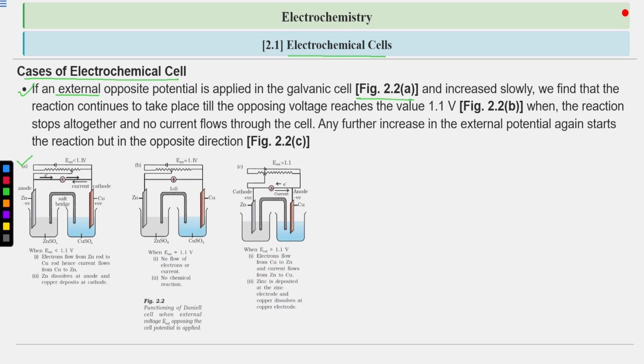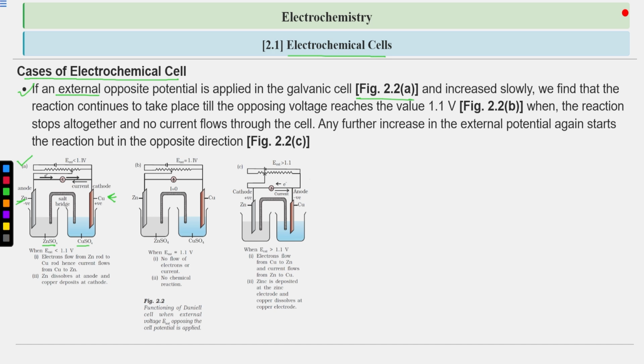Here you can see that we have two beakers. One beaker contains zinc sulfate, another beaker contains copper sulfate. The zinc sulfate solution has the zinc anode, and the copper sulfate has the cathode of copper metal.